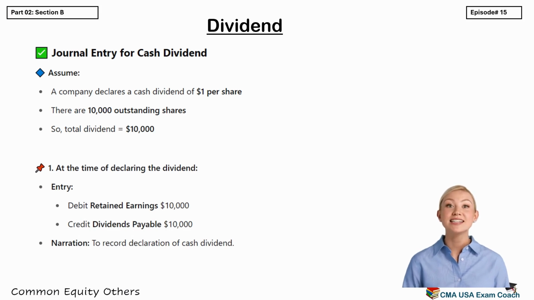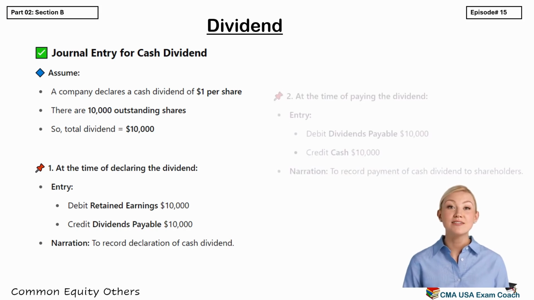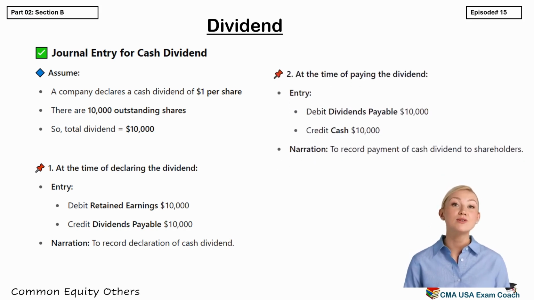Then, when the dividend is actually paid to the shareholders, we make the second journal entry. Dividends payable is debited by $10,000 to remove the liability, and cash is credited by $10,000 to reflect the outflow of funds. This completes the accounting for a cash dividend.